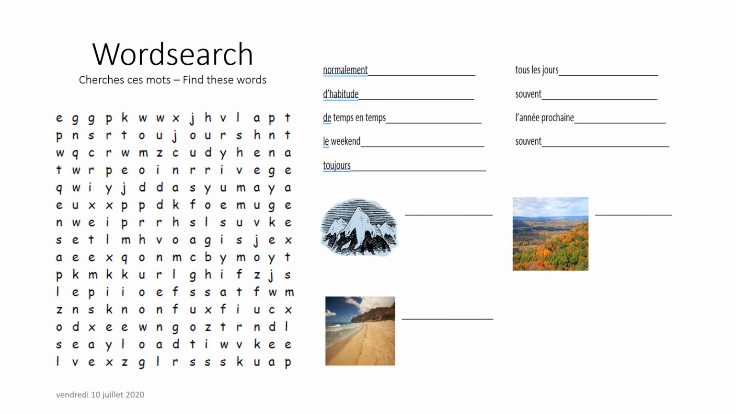If you want to say when you go to these places, you might want words that give it a time frame. Normalement, normally. D'habitude, usually. De temps en temps, from time to time. Le week-end, at the weekend. Toujours, always. Tous les jours, every day. Souvent, often. L'année prochaine, next year. And souvent, again, often. The 3 pictures refer to where within that country you go.